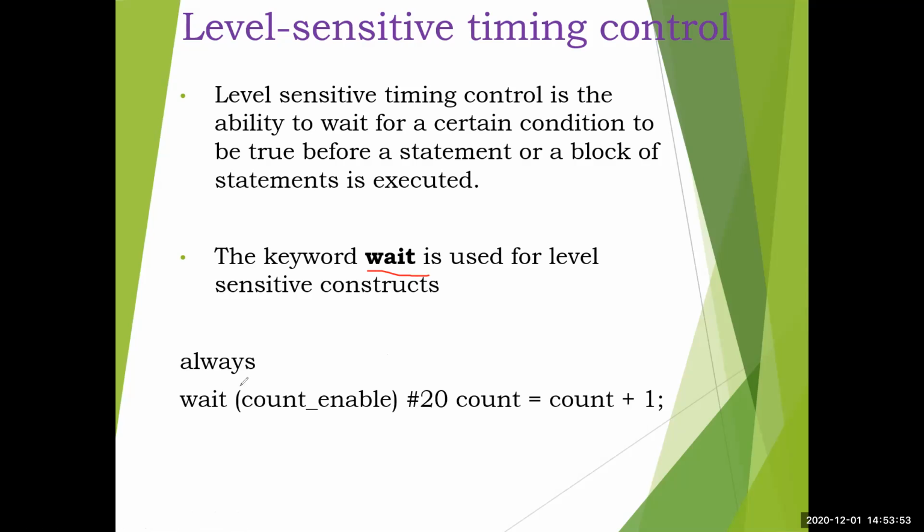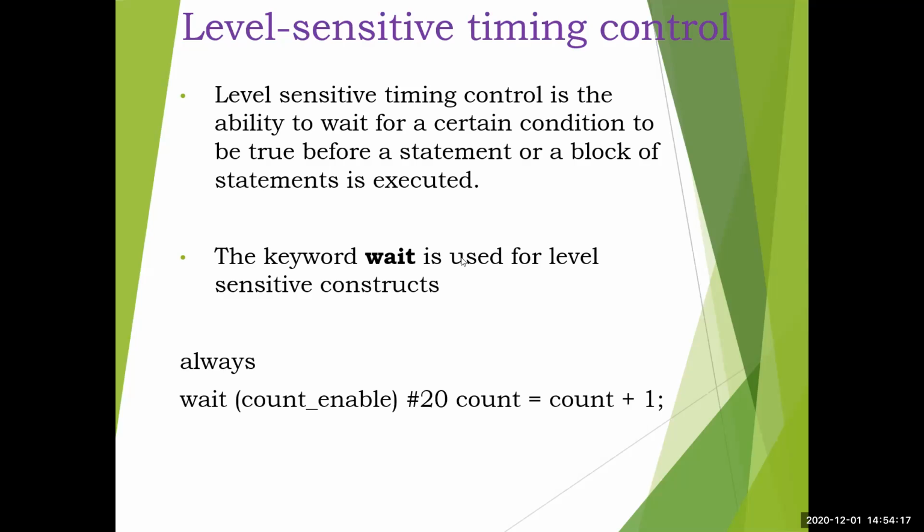See here, instead of using always, we have used wait. Wait for what? Wait for count_enable. Count_enable should be 1. That is the indication. Then the delay is specified, #20. Then the expression is written, count equal to count plus 1. So this is about level sensitive.